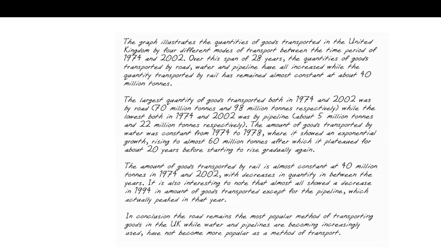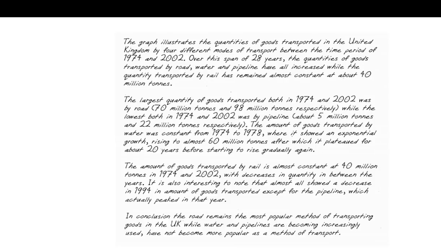Next is deciding how our response is going to be organized. In our first example, the first paragraph is used to describe the most significant features, the highest and the lowest figures, and also the figures showing the highest growth, road, pipeline, and water. The second paragraph is devoted to the remainder of the main features, as represented in the graph.